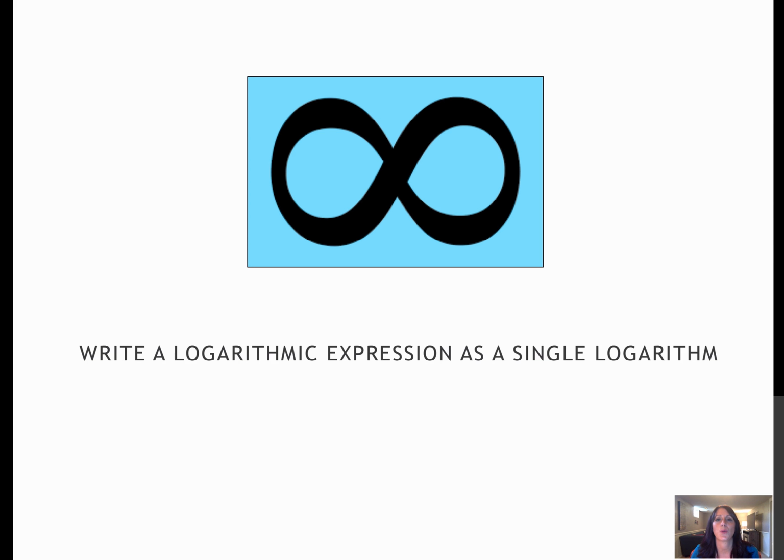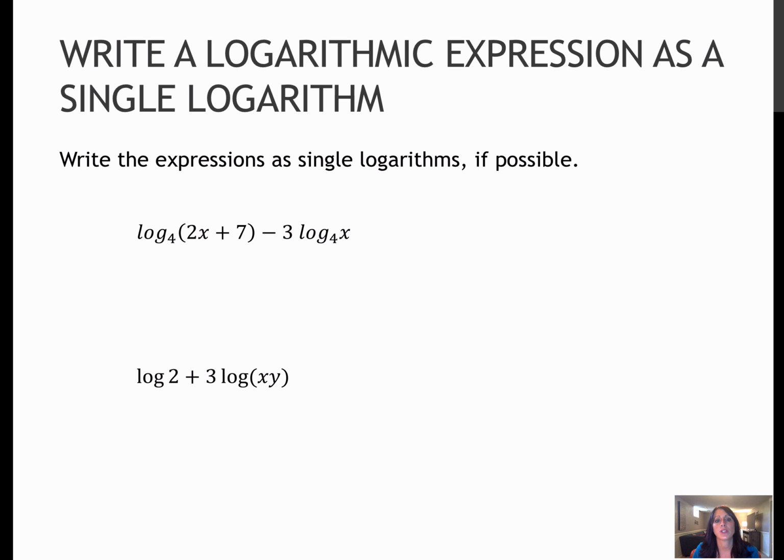In this lesson, we will write a logarithmic expression as a single logarithm. We're still going to use those same properties that we had before, but now we're going to go backwards. That would be considered expanded form, and if they asked you to condense it, that is what you would be doing. First, notice that both of my logarithms have a common base. If they don't have a common base, I can't really do anything with them. So I'm going to write this as a single logarithm.